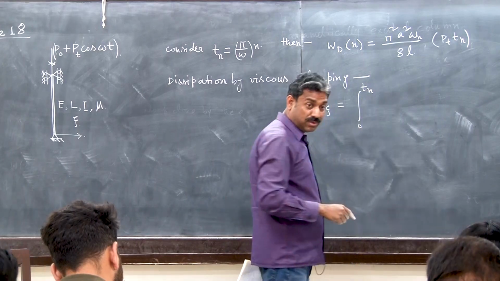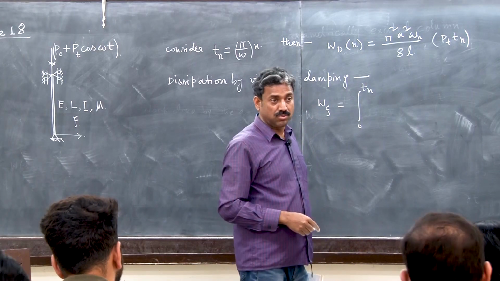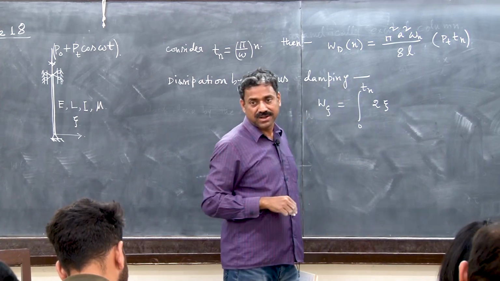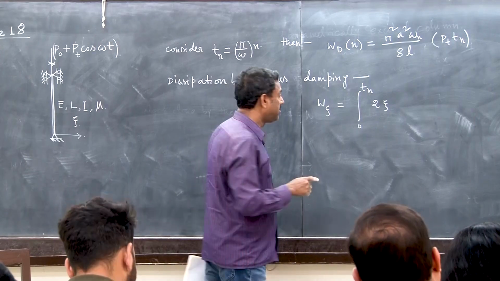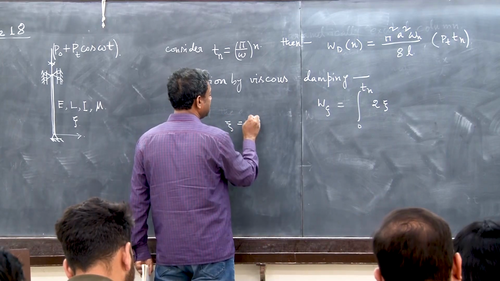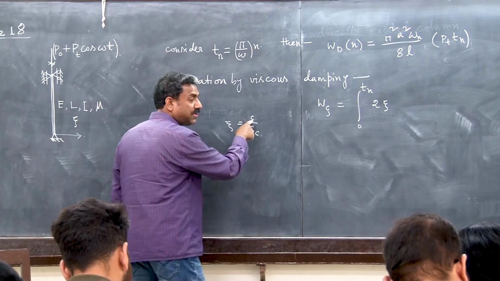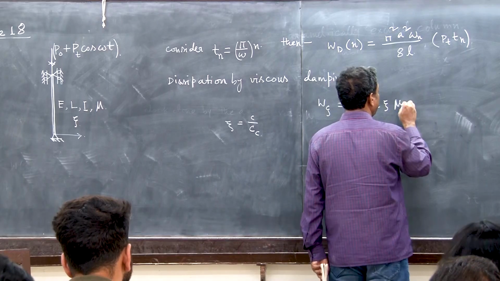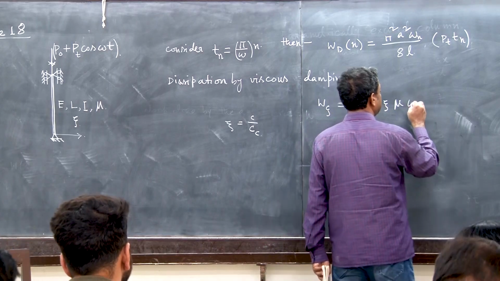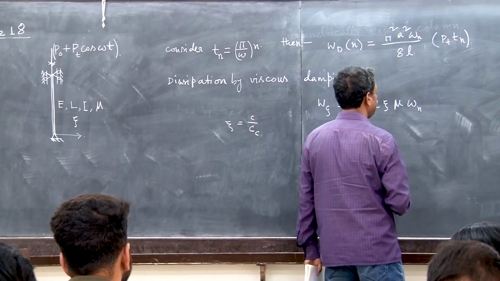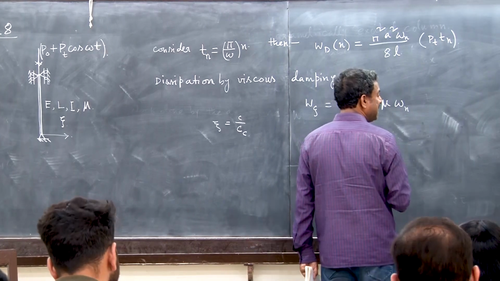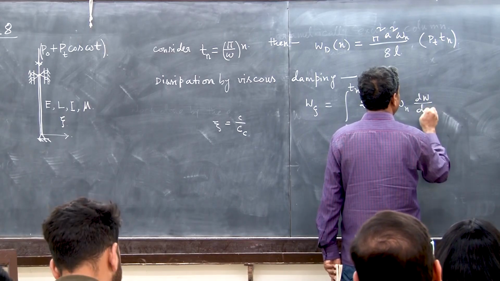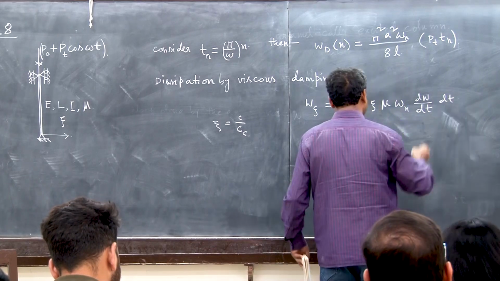Of course, here I will integrate. What is the dissipation? 2 xi, where xi is the damping ratio, C by C_c, the ratio of damping coefficient to the critical damping coefficient, right? So 2 xi m mu omega is the C, and then dW upon dt. This is the expression, right?